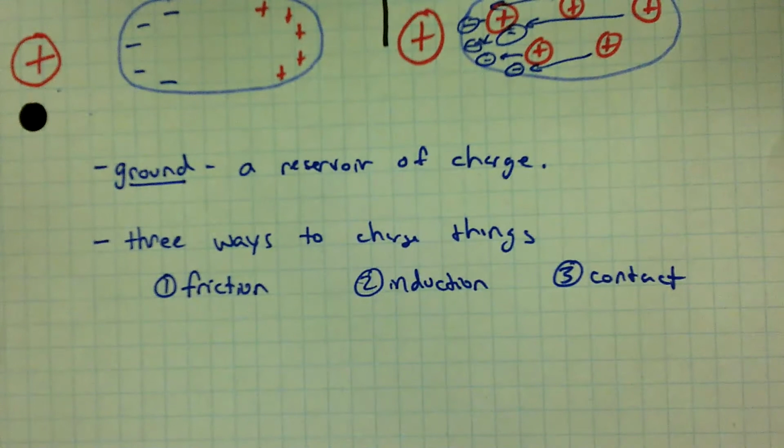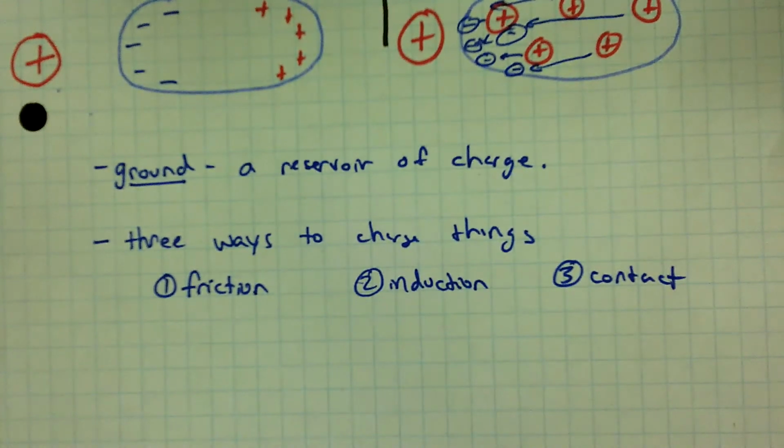Okay, let me talk about these three real quick, and then I think this will make more sense out of what a grounding is. So charging by friction, where did you charge things by friction? When you were rubbing the rods, right? What does that mean, charging by friction?